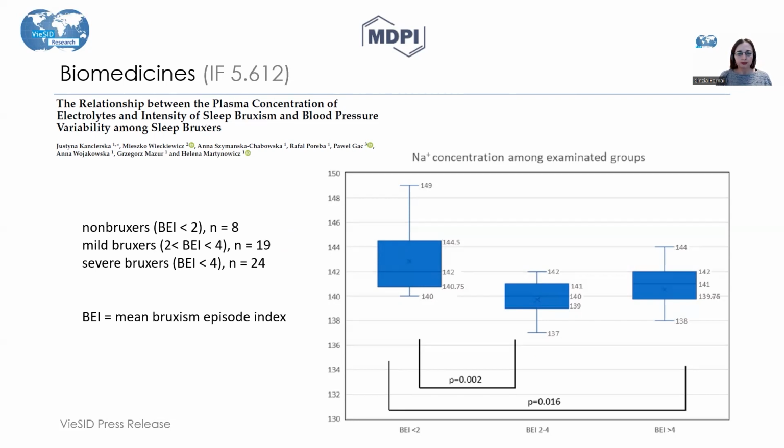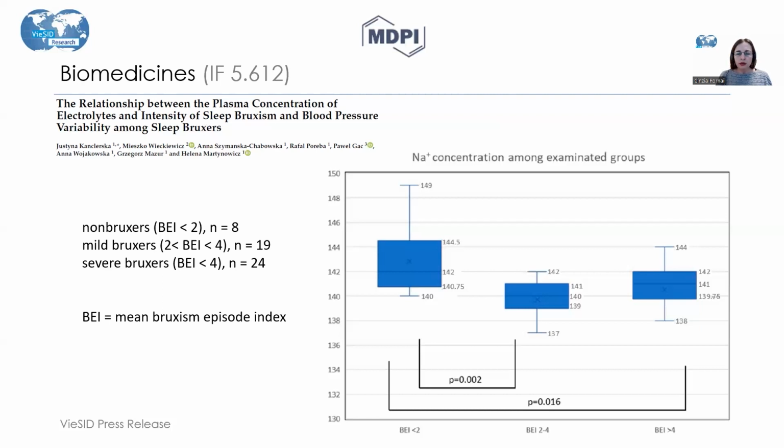The sample eventually was composed of 8 non-bruxers, 19 mild bruxers, and 24 severe bruxers based on the mean bruxism episode index. Significant differences in plasma sodium levels were found between bruxers and non-bruxers, while the other electrolytes did not show significant differences.